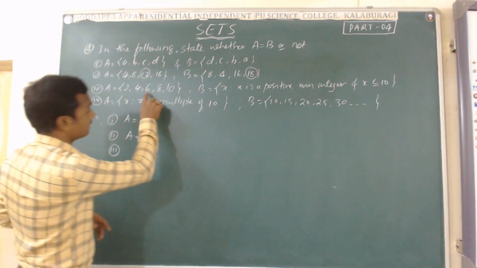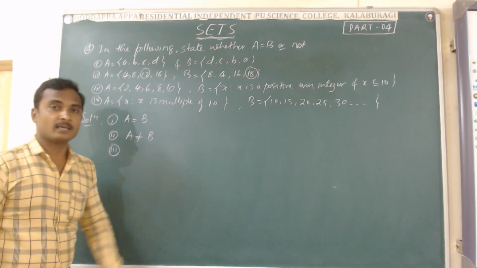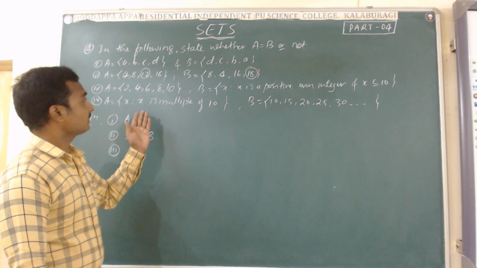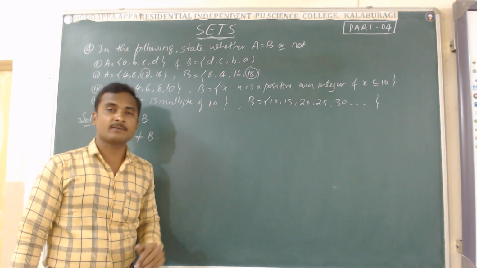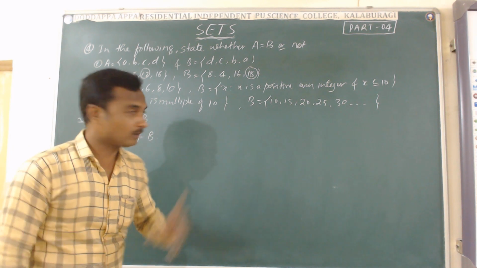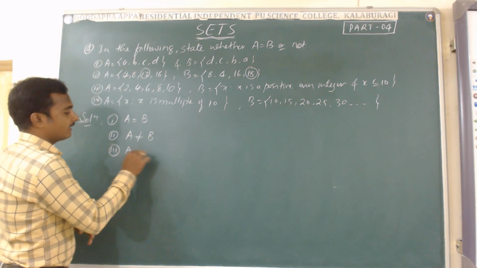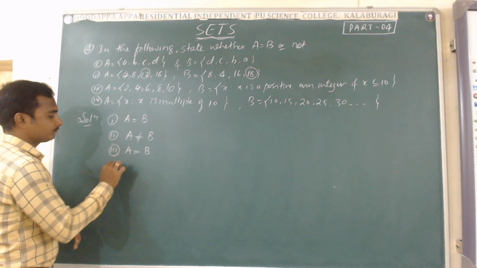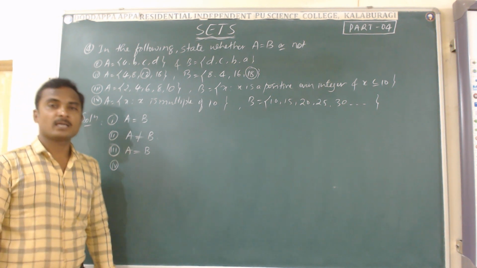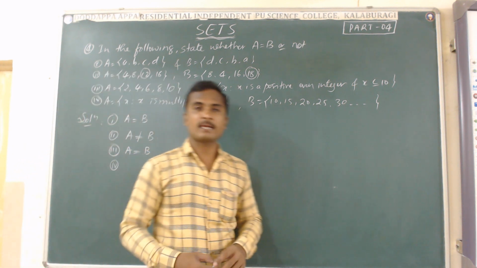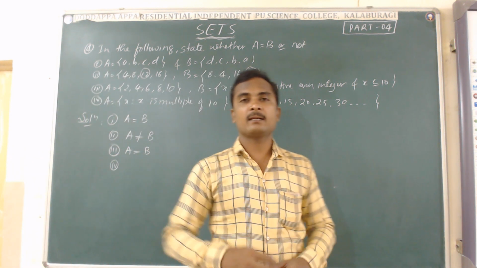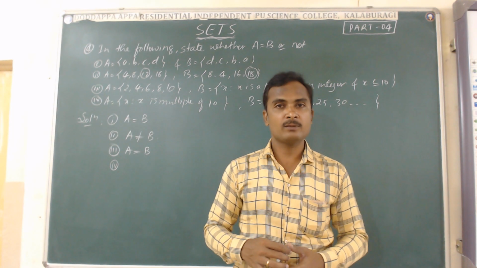Therefore, the elements of the set A and set B are exactly the same. The difference is the set A is given in roster form, the set B is given in the set builder form. Therefore, no doubt the set A is equal to the set B, because elements of the set A and B both are the same, 2, 4, 6, 8, 10. Therefore, the set A is equal to set B.